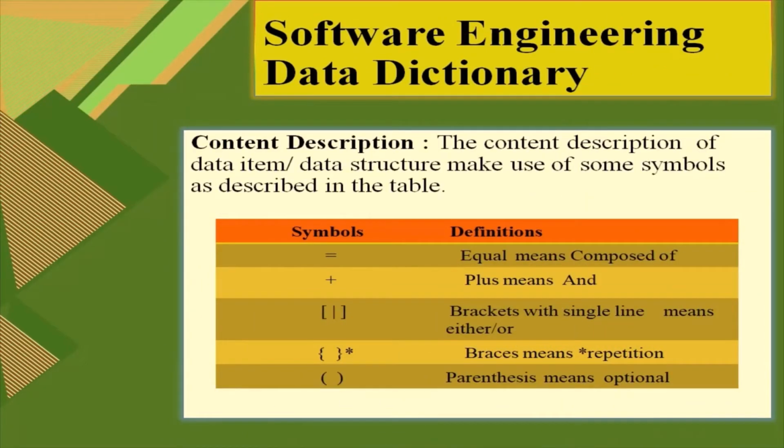The content description of a data item or data structure makes use of some symbols as described in the table. Equal to symbol is used for composed of, and plus symbol means and. Brackets with single line mean either or. Braces mean repetition, and parentheses mean optional.